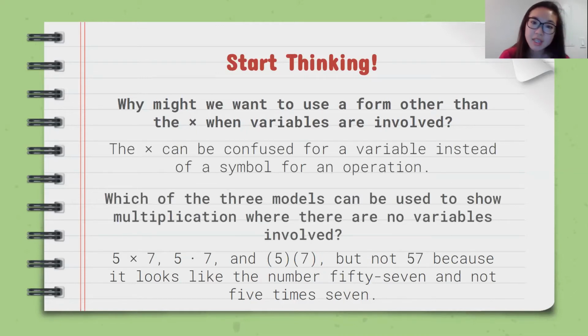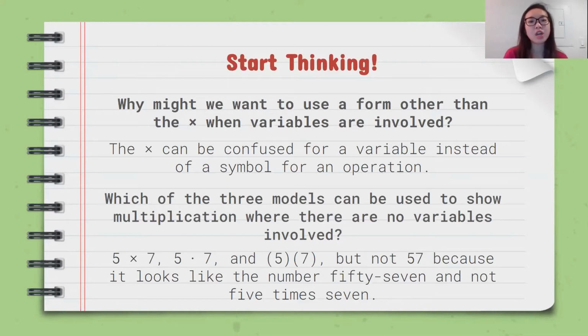So the X can be confusing for a variable instead of a symbol for an operation. Like I said earlier, if you had A times B times X, and you want to do A times BX, you could get confused on what it would be. You could think it's AX, BX. So that could get confusing later on when you're using variables.